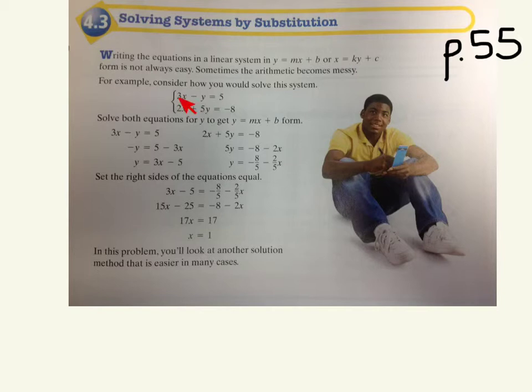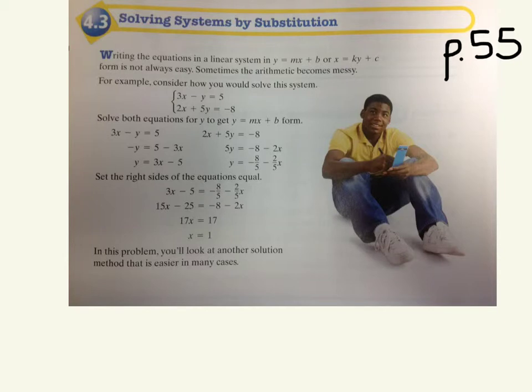So 3x minus y equals 5 now becomes y equals 3x minus 5. 2x plus 5y equals negative 8 now becomes y equals negative 8/5 minus 2/5 x.